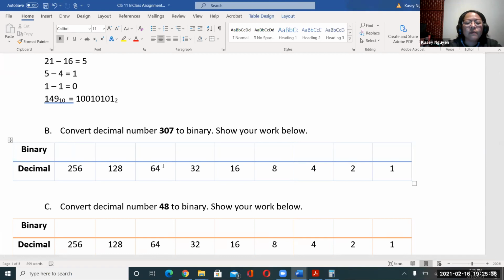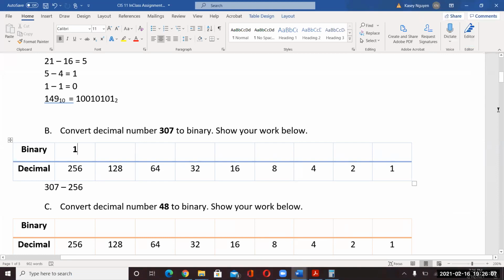Okay. So try B. I will start for you. We would start with 256 and then get the output from that and then keep subtracting. So if you subtract it, you put a 1 on top. And after 256 is 512, it's too high. So you cannot go above that with 307. And then you keep subtracting until you get to the 0. I got 51 for 307 minus 256.